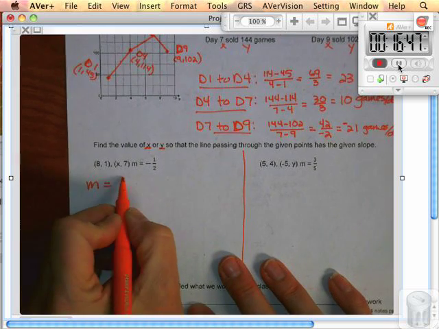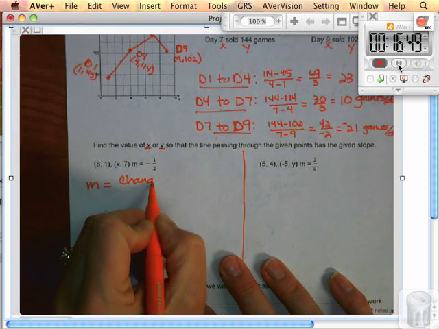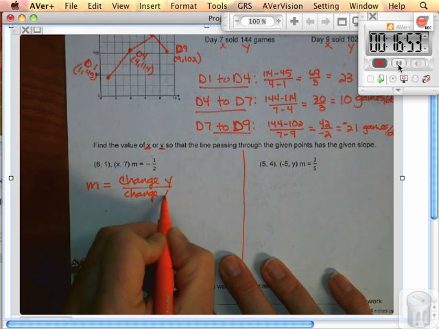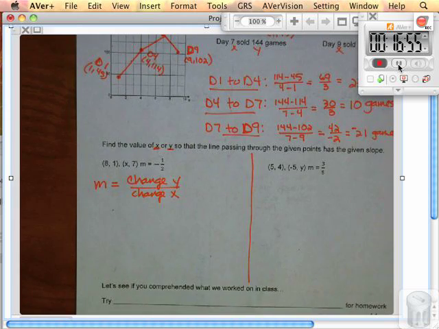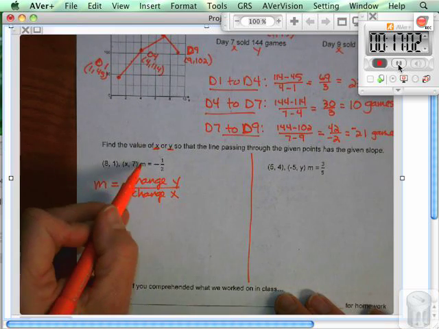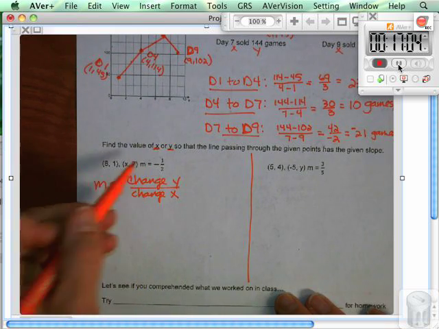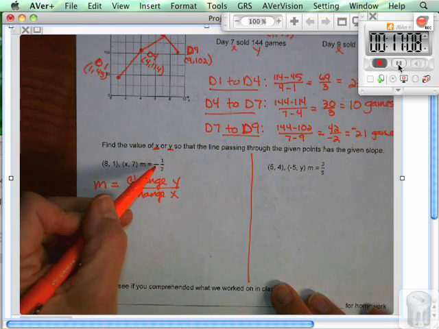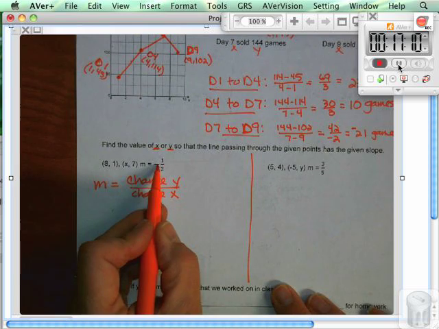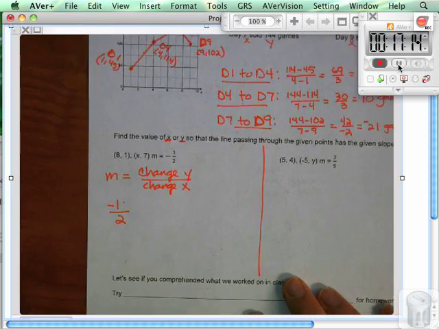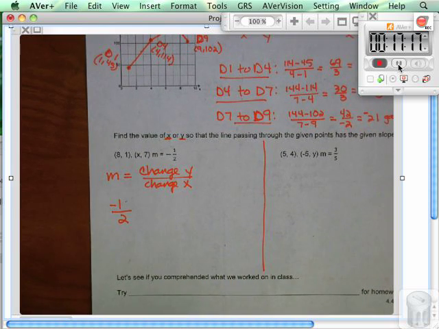Now, all along I've been saying this: m equals change in what? Y. Change in y over change in x. I know this. Hey, what did they give me here? They gave me m, didn't they? So can I replace the m with this? Yes. And the negative is out front, so I'm just going to choose to put it on the numerator. It doesn't matter. I'm substituting the m with the slope that they gave me.